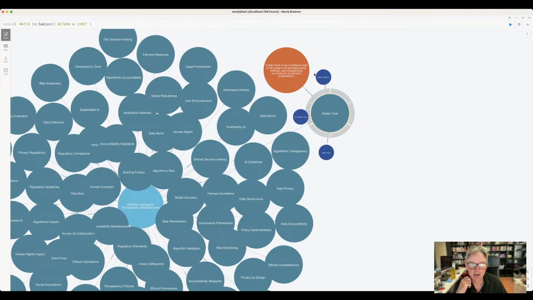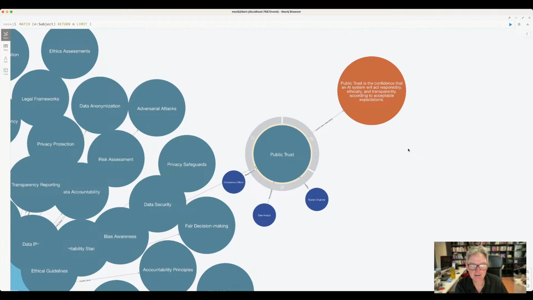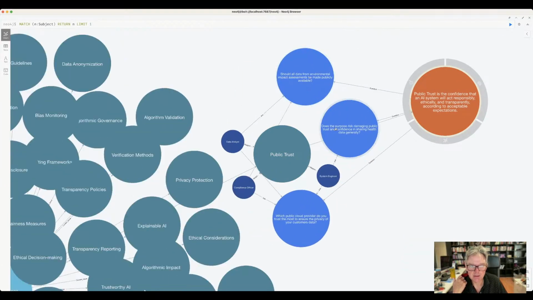Public trust, let's open that one up. Public trust is the confidence that an AI system will act responsibly, ethically, and transparently according to acceptable expectations. Now, if I open that up, what I can see now is these are some questions that I need to be asking in my organization to make sure that we're dealing in the correct way with AI transparency. Should all data from environmental impact assessments be made publicly available? Does the purpose risk damaging public trust and confidence in sharing health data generally? Which public cloud provider do you trust the most to ensure the privacy of your customers' data?